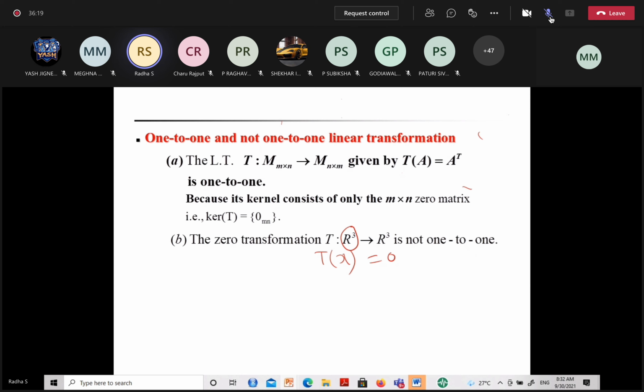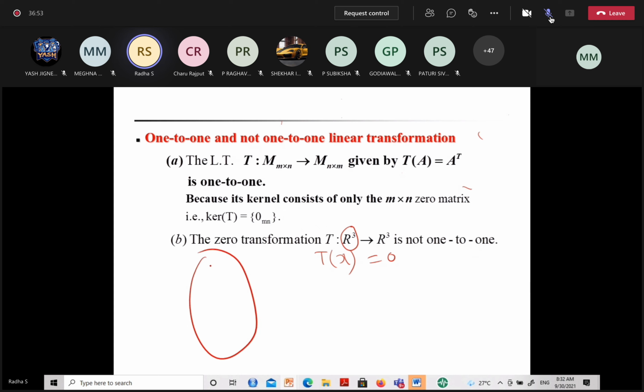So what can you say about the 1-to-1 property of this linear transformation? Will it be 1-to-1? What is the major condition for a mapping to be 1-to-1? The kernel of the linear transformation should have only the 0 vector. But here all the vectors of the domain are there in the kernel of the linear transformation. So what can you comment on the 1-to-1 property? It is not 1-to-1.